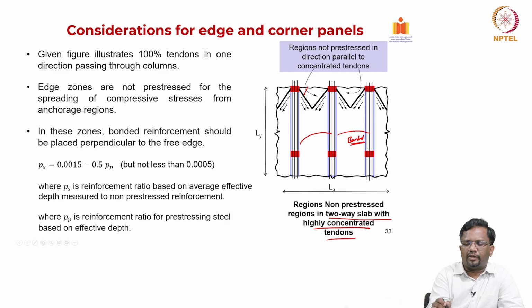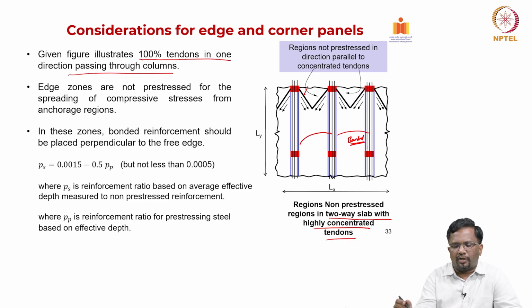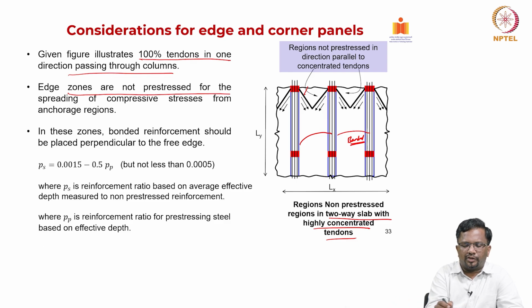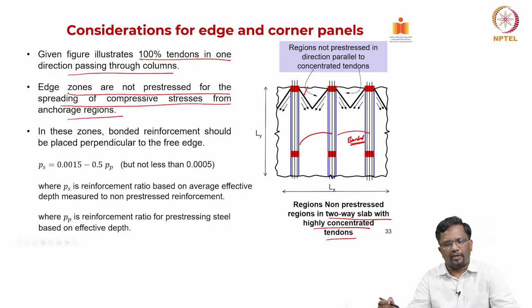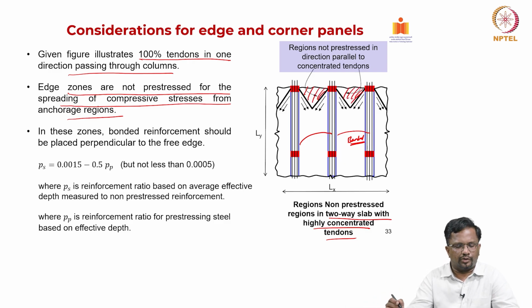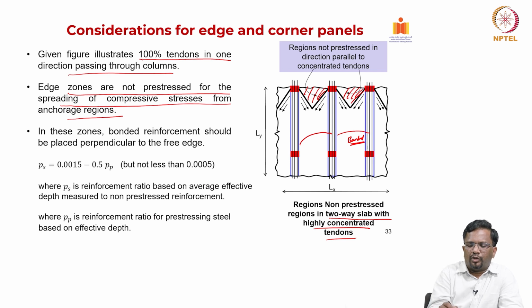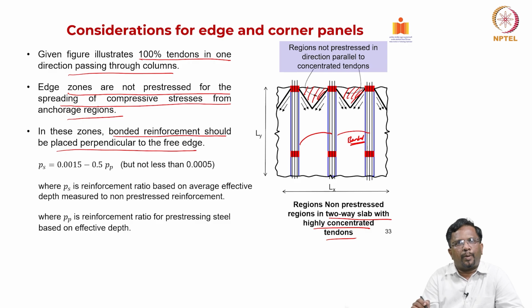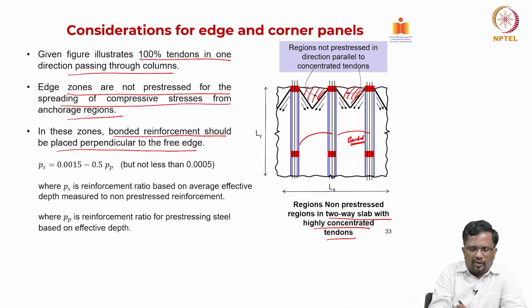Now, that is what the figure is showing. The figure illustrates 100% of the tendons in one direction passing through the columns. You see there are edge zones which are not prestressed, because of the spreading of the compressive stress from the anchorage region; the way that prestressing spreads out, there are regions which are not prestressed. So, we need to be careful. In these zones, bonded reinforcement should be placed perpendicular to the free edge, right. How much should it be? That is the amount it is giving, 0.0015 minus 0.5 into rho_p.